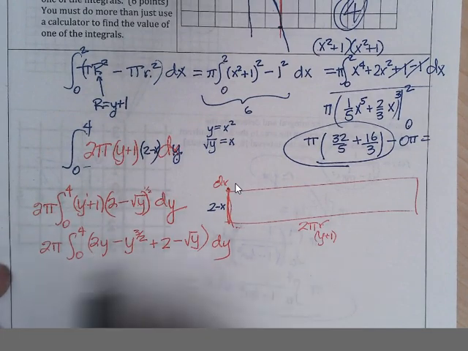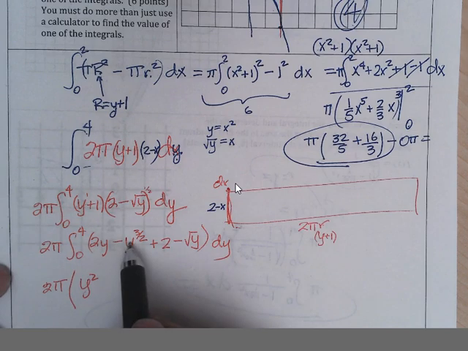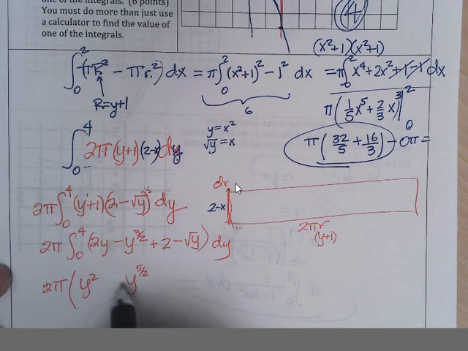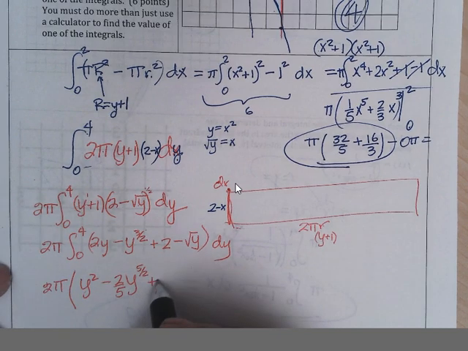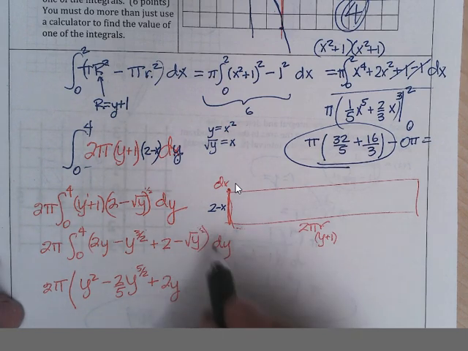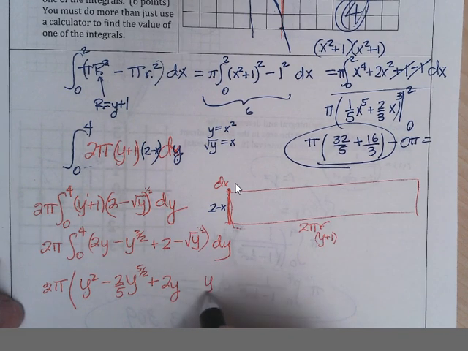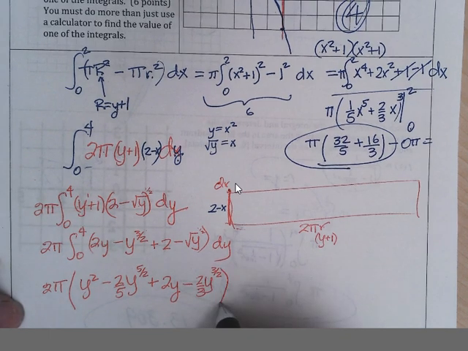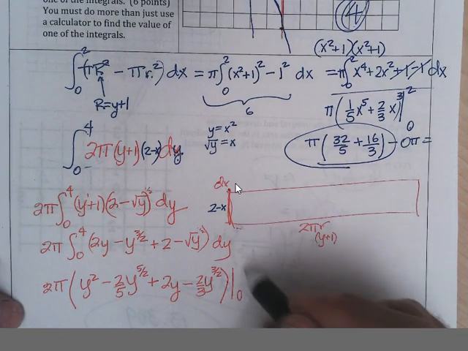Now to finish, we'll integrate this. So we got 2 pi. 2y antiderivative is y squared. 3/2, we have to add 1, which would make it 5/2. And I'd have to divide by 5/2, which is multiply by 2/5. Plus the antiderivative of 2 is 2y. And y to the 1/2, if I add 1 to it, I get y to the 3/2. So I have to divide by 3/2 or multiply by 2/3. And we got to evaluate this from 0 to 4.